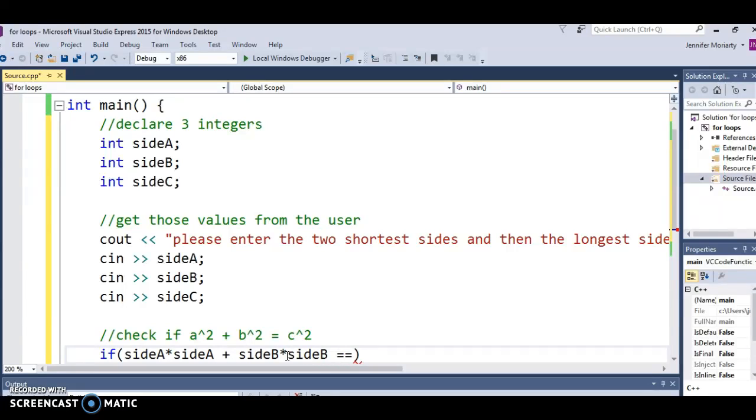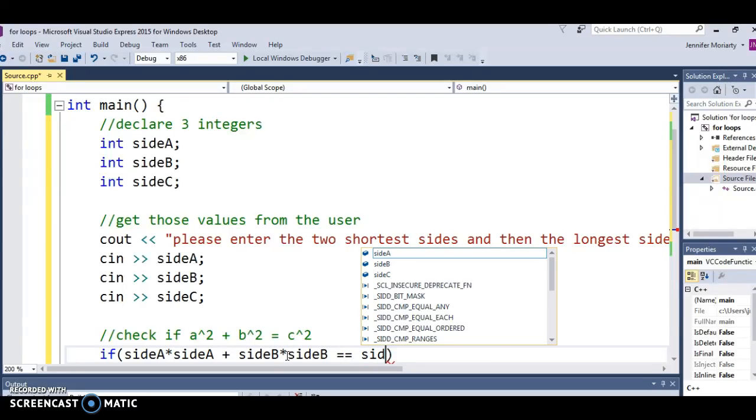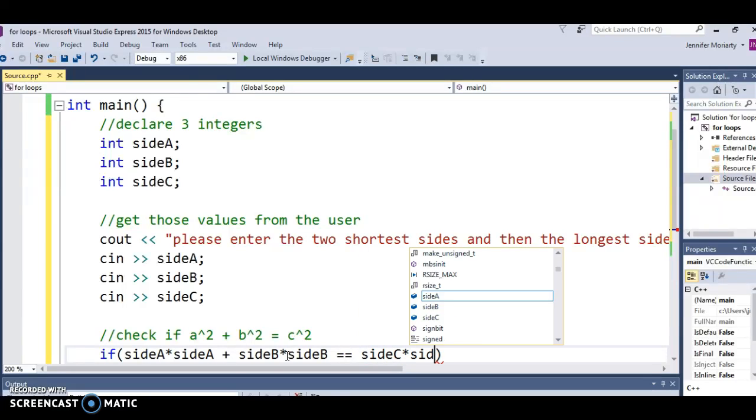side B, and double equals is how we check if 2 things are equal, okay? So don't put a single equals here, because what that's going to do is it's going to actually set variables equal each other. We don't want to set variables equal to each other. We want to check if 2 variables are equal. I'm going to check if these guys times each other equal these guys. Side C times side C.